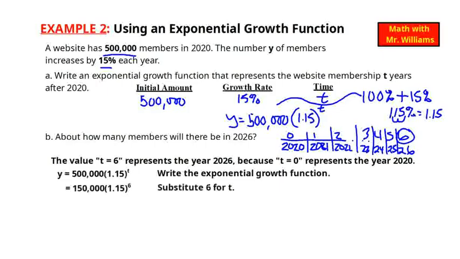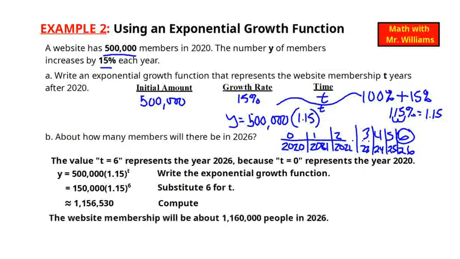So we're going to write our exponential growth function. We're going to substitute that 6 in for the t. We compute it, and we see that it comes out to 1,156,530 people. All right, so we round to our significant digits. So the website membership will be about 1,160,000 people in 2026.